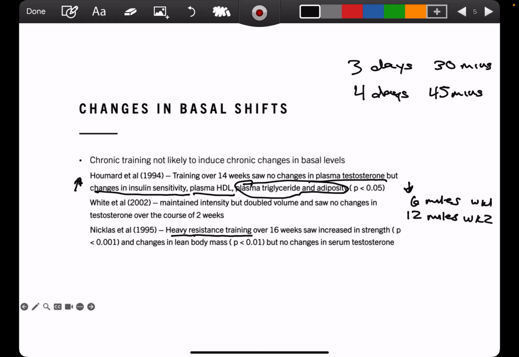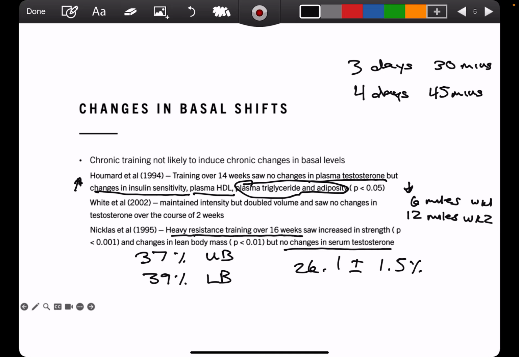And then in Nicholas et al., they performed a heavy progressive overload, heavy resistance training plan evaluated over the course of 16 weeks and saw increases in strength, specifically 37% in upper body and 39% in lower body strength. And the changes in lean body mass were 26.1 plus or minus 1.5%. So here, just very evident physiological changes, but there were no changes in serum testosterone.